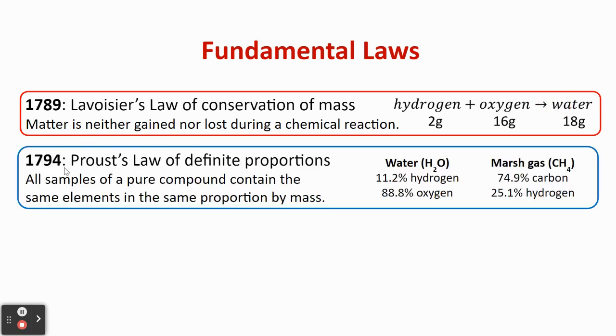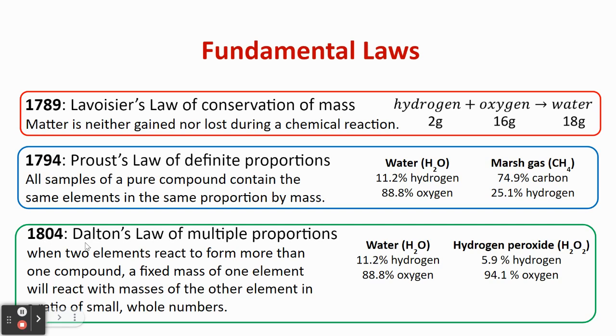In 1794, Proust came up with the law of definite proportions. And that states that all samples of a pure compound contain the same elements in the same proportions by mass. So water will always be 11.2% hydrogen and 88.8% oxygen. Marsh gas or methane would always be 74.9% carbon and 25.1% hydrogen.